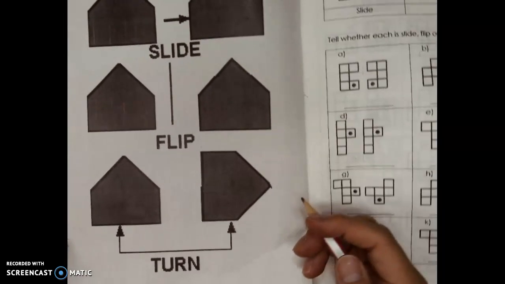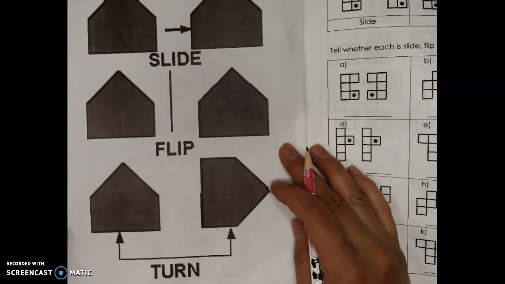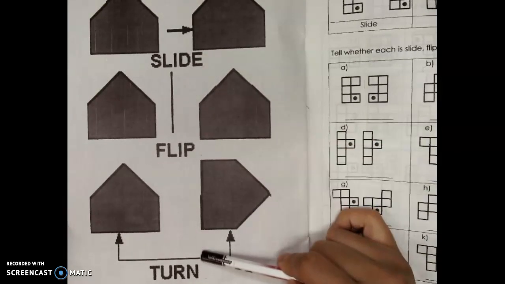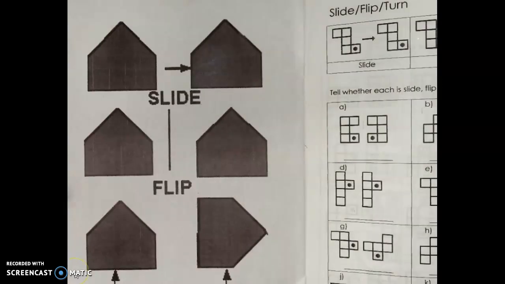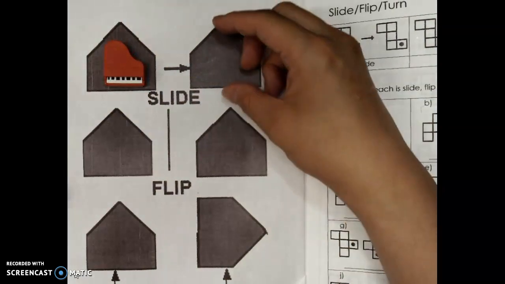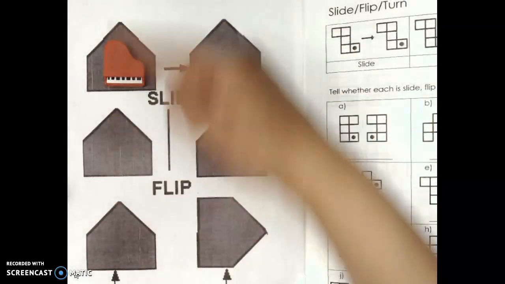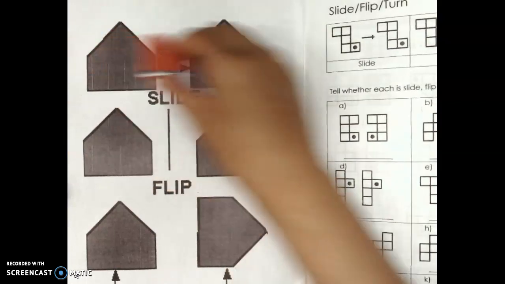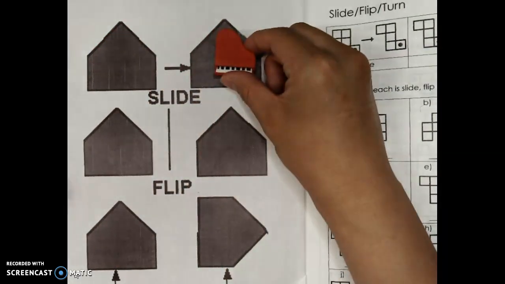First page has the 3 words vocabulary we're going to be using for this unit, and that is slide, flip, and turn. It's a little bit hard to tell on this graph, so I'll show you with my eraser. When you slide, it can go up and down on the paper or left and right, like this. This is a slide.